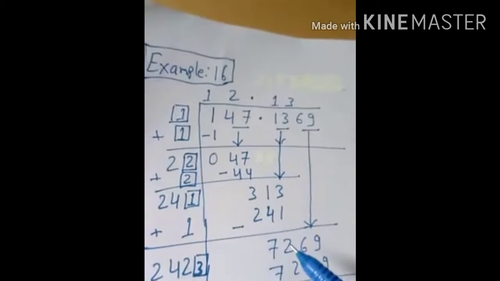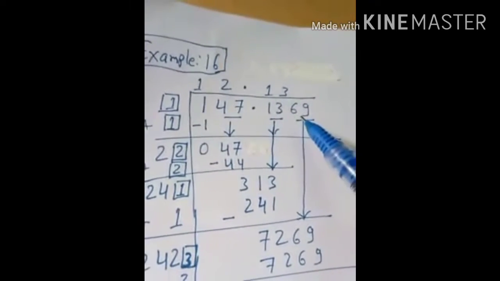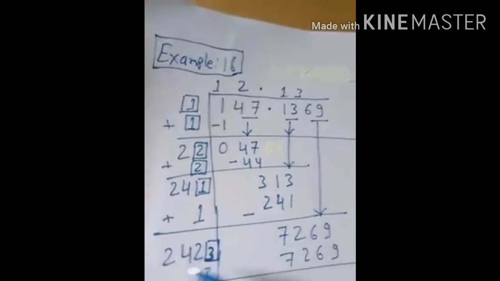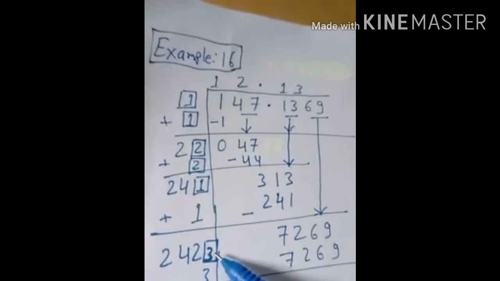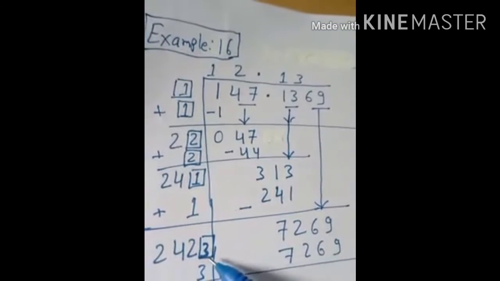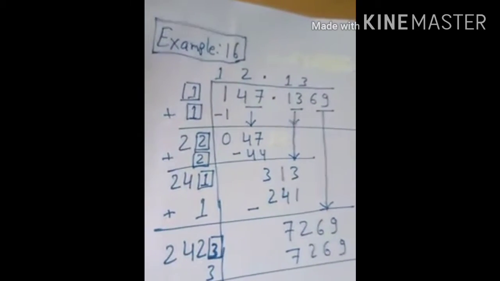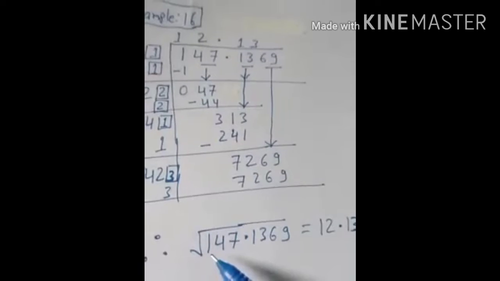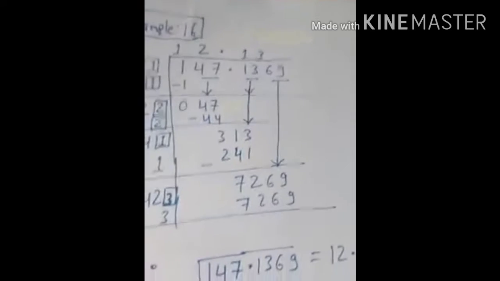After subtracting, we have got 72, and this 69 came from the next group. One by one we write the groups downside and follow the same procedure. Next is 24 and 1 plus 1 is 2, so 242, and this place is for the answer. So our next answer is 3. After writing 3 it is 7269. So this is the answer. The square root of 147.1369 will be 12.13.